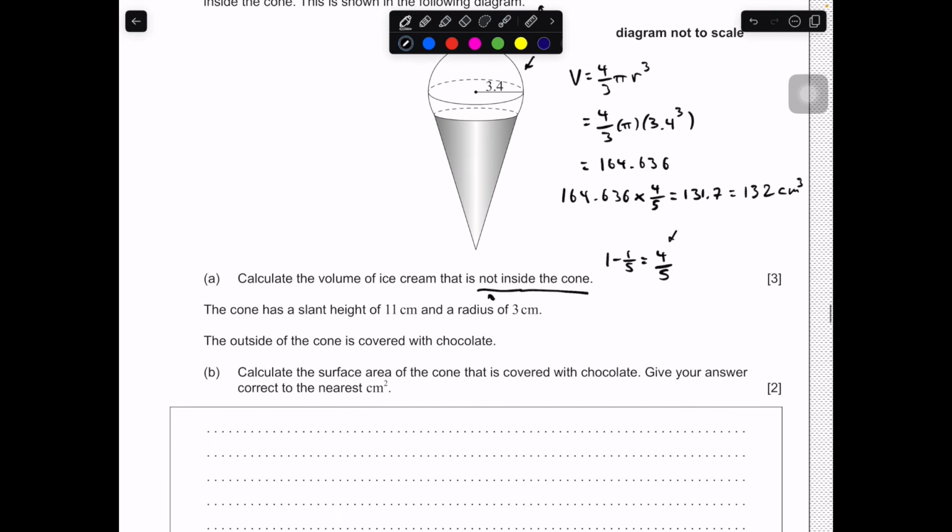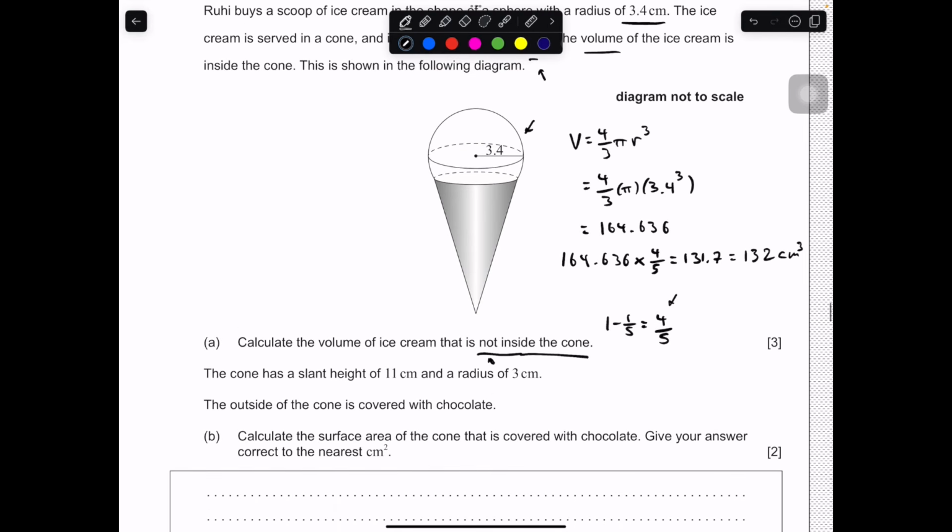Alright, the cone has a slant height of 11 centimeters and a radius of 3 centimeters. The outside of the cone is covered with chocolate. Calculate the surface area of the cone that is covered with chocolate. Give your answer correct to the nearest centimeter.